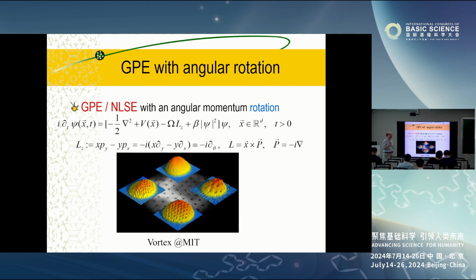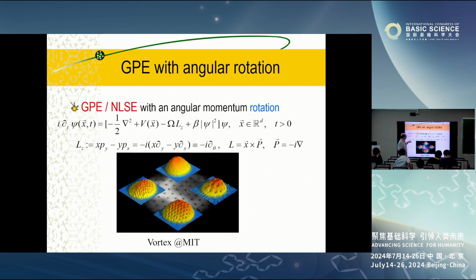With this kind of application to experiments, we always need to advance and set up a new problem. So the next problem is the Gross-Pitaevskii equation, or nonlinear Schrödinger equation, with angular rotation. The model has one more term, minus omega L_z. We know P equals minus i gradient is the momentum, and L is x cross P in 3 dimensions. In 2 dimensions, just take the 2-term setup.